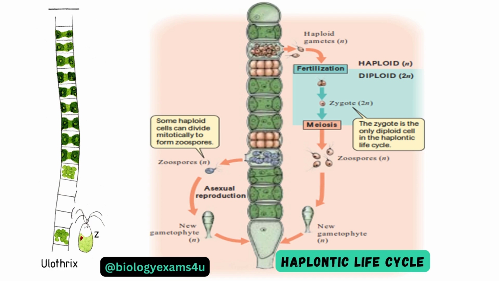These gametes undergo fertilization to form a zygote. The zygote undergoes meiosis, forming zoospores. They are called zoospores because they are flagellated motile spores. These zoospores move in water, attach to a substratum and grow into a new filament. As you see in this life cycle, the only diploid phase is the zygote. Therefore, this is a haploid dominant life cycle called the haplontic life cycle.